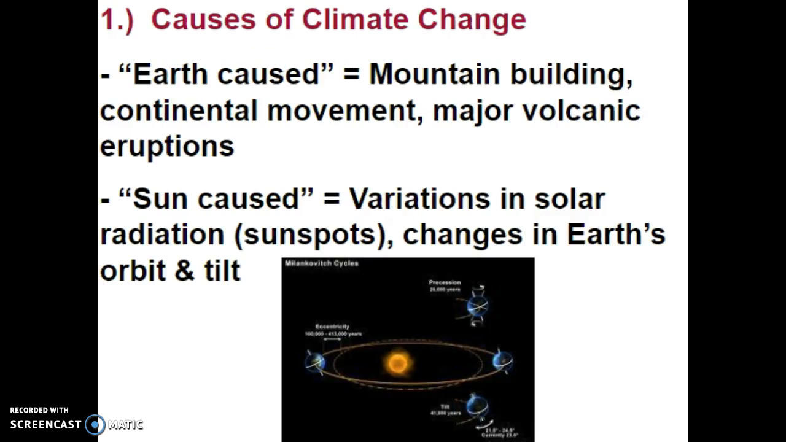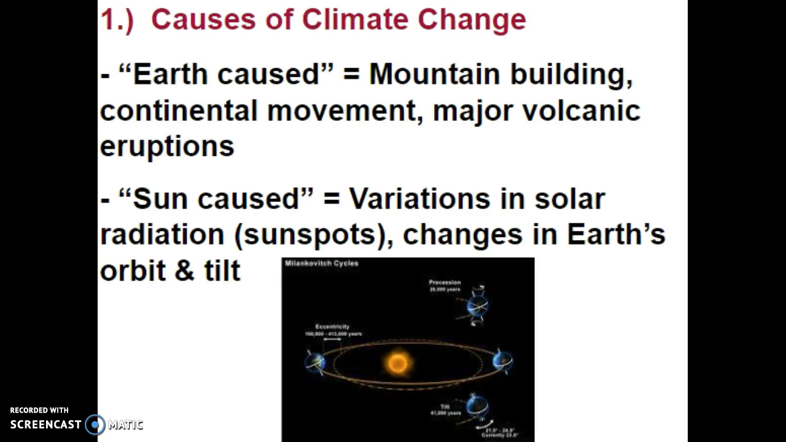So there's a couple of different ways that we can get climate change on Earth. We have some Earth-caused reasons, things like mountain building. We talked about, for example, the lee rain shadow effect in our last section. Over time, as the mountain builds, that will change the overall climate of an area as well. As the continents move around, we have different climates based on their location on the planet. Major volcanic eruptions have also caused some short-term climate change.